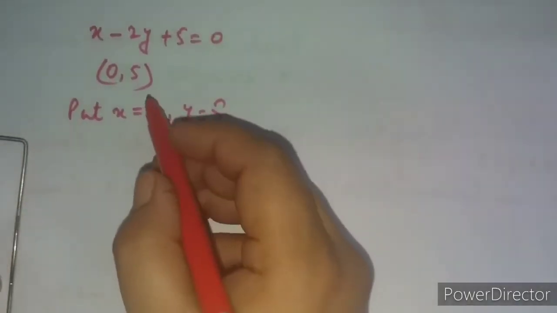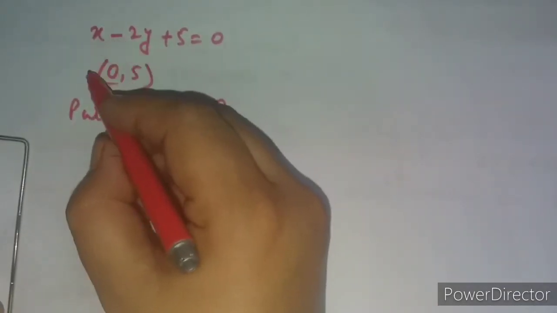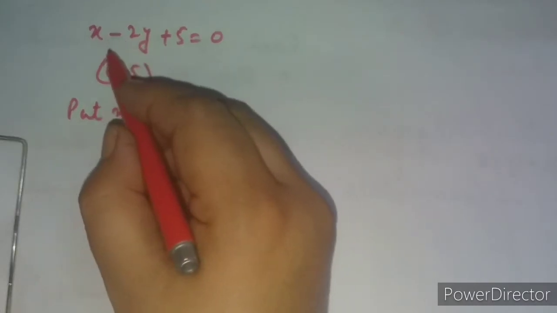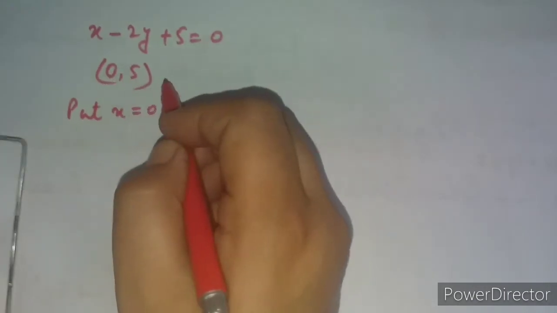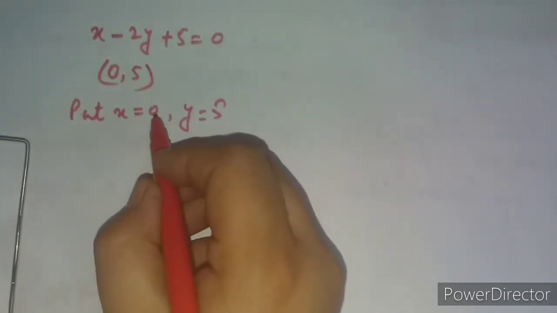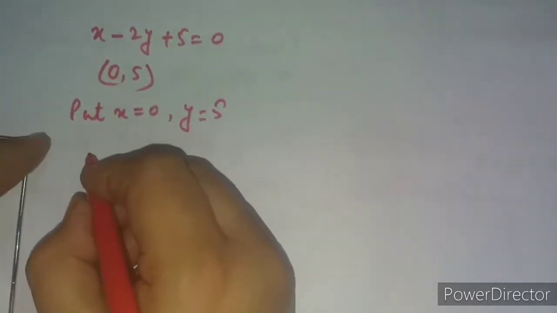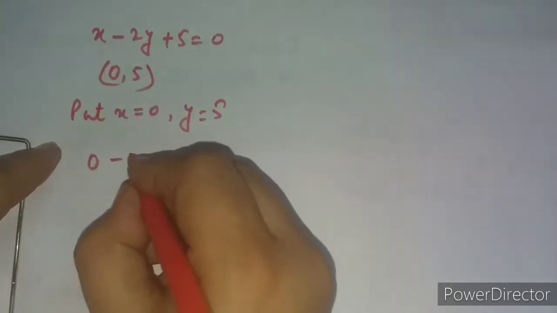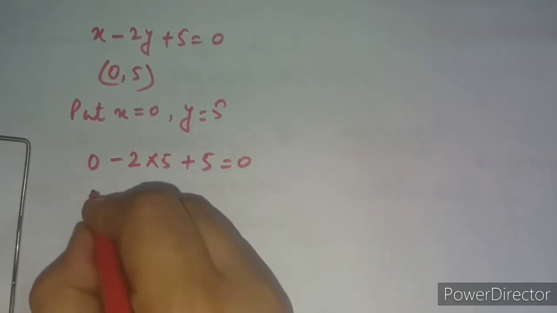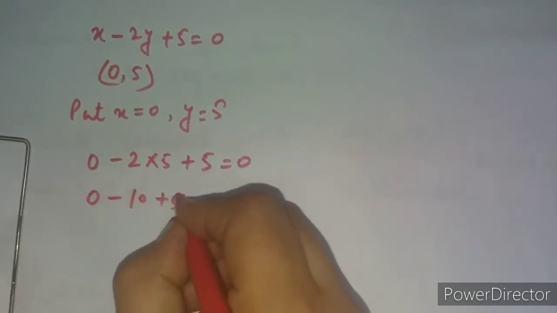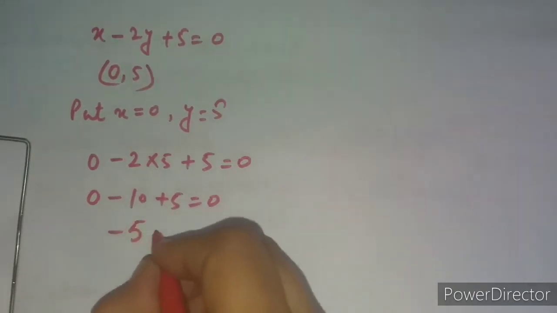Now, still on the same line, I want to check one more point, whether this point lies on the same line or not. The previous example was also from this equation only. Now the point is (0, 5). We will put x equal to 0 and y equal to 5 in this equation. So 0 minus 2 into 5 plus 5 equal to 0. So 0 minus 2 fives are 10, plus 5 equal to 0. So here we get minus 5 equal to 0.